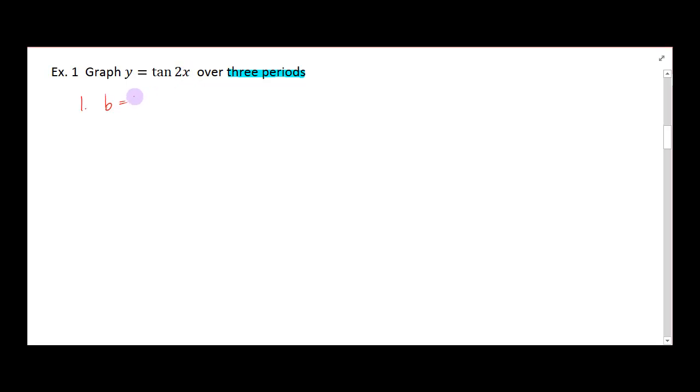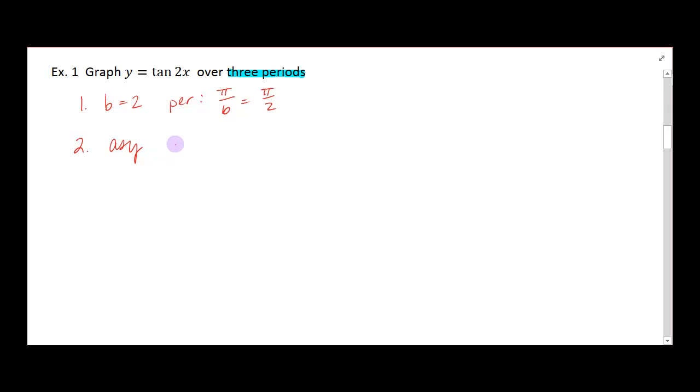So in this case, b is 2. Therefore, the period, which is given by pi over b, would be pi over 2. Okay, so now I know I have a period. In other words, I just shrank my picture down, so I have one complete picture occurring in a pi over 2 manner. The second thing I want to do is figure out what the asymptotes are.